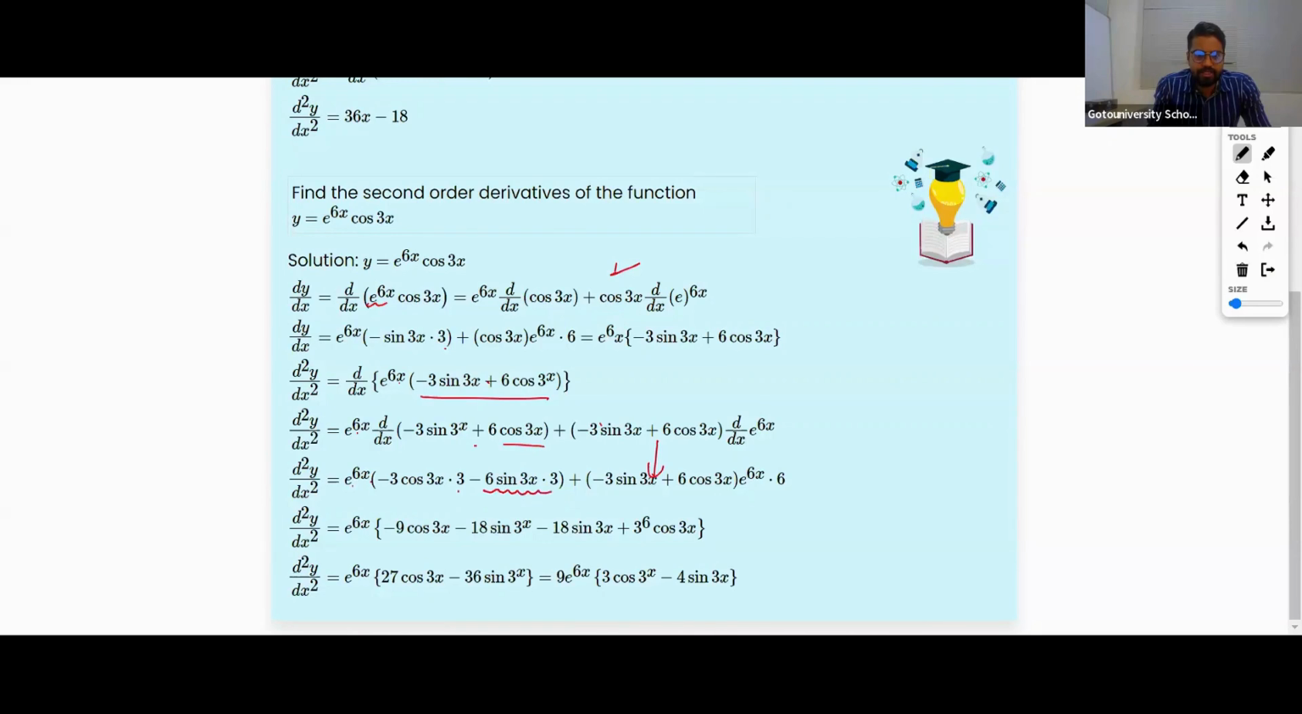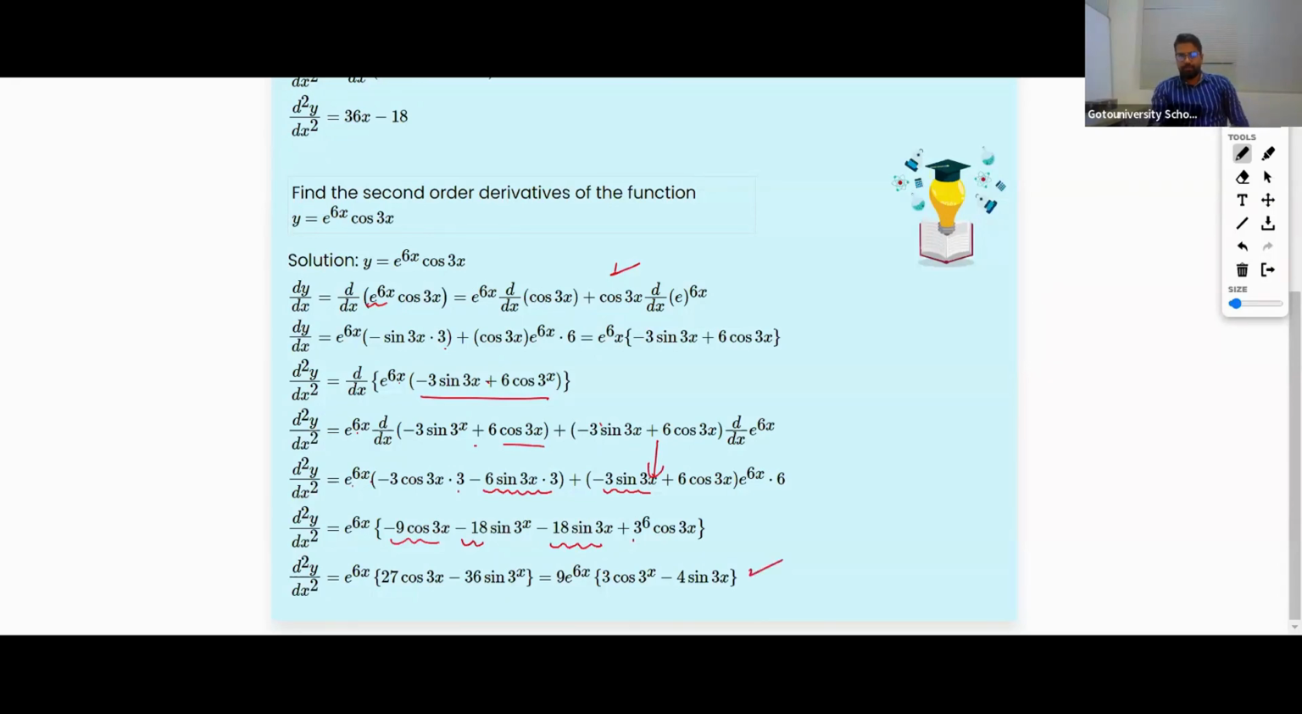Finally, what we end up with is 6 minus 6 sin 3x and then minus 3 sin 3x, and it has been multiplied, right? When you multiply all of them, we get minus 9 cos 3x minus 18 sin 3x minus 18 sin 3x and then 36 cos 3x. So further, all this has been simplified, and finally this is the expression we have got.